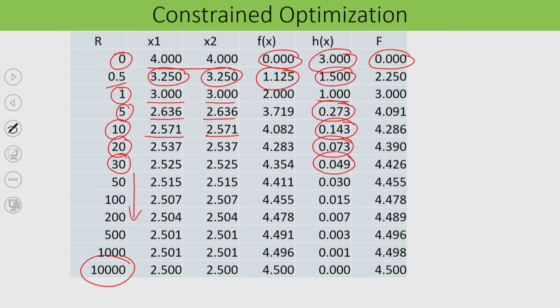Then if you continue your iteration up to r equal to 10,000, the constraint violation is almost 0, and the solution you are getting is 2.5 and 2.5, the objective function value is 4.5, and capital F is also 4.5. So, what we have done is start our iteration with a smaller value of r, and then keep increasing it, until at almost r equal to 10,000 we get the solution 2.5 and 2.5, which is the constrained solution of this problem. The violation is 0 and the objective function value is 4.5.